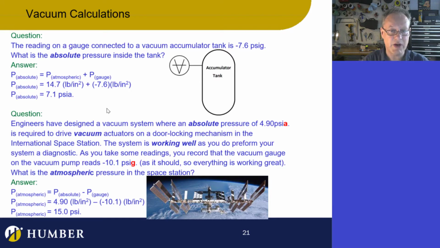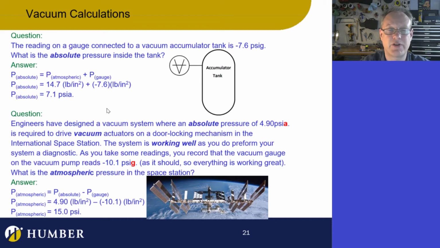As you take some readings, you record that the vacuum gauge, remember the engineers designed it to be working at 14.9 psi. It does, and the system's working well. So you know that the vacuum in there is 4.9 psi, and you look at a gauge and see the gauge is reading minus 10.1. That's good. So you know the vacuum in that tank in psi A, and you know psi G. You're good. Everything's working great.